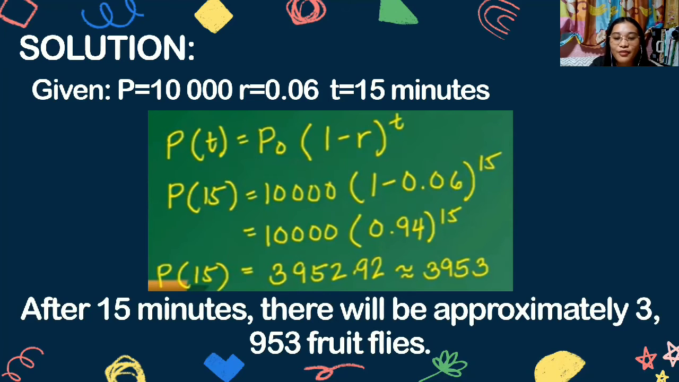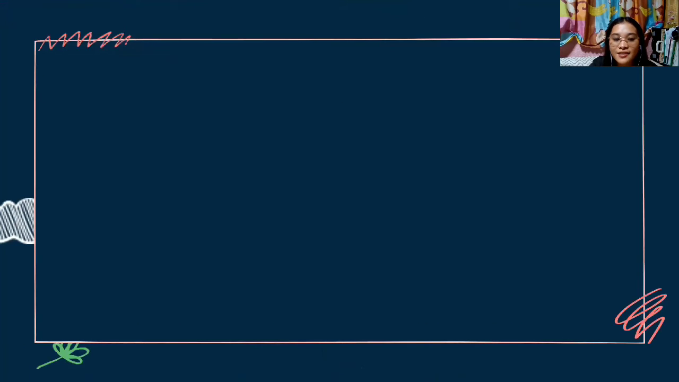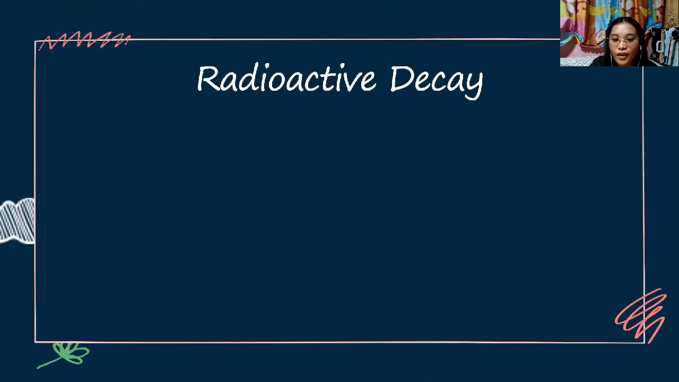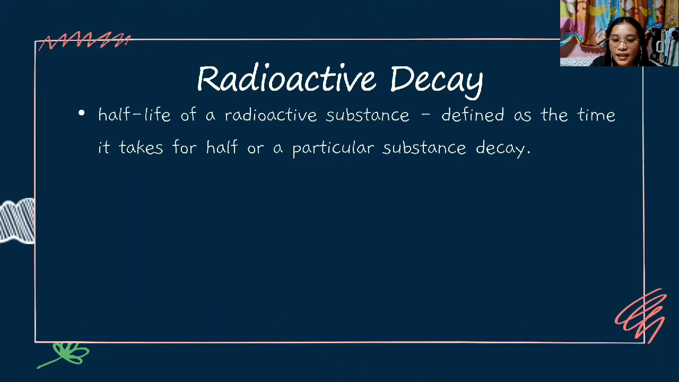Okay, very good. After 15 minutes, there will be approximately 3,953 fruit flies. Next application is radioactive decay. The common measure of the rate of decay is the half-life of a radioactive substance, defined as the time it takes for half of a particular substance to decay.